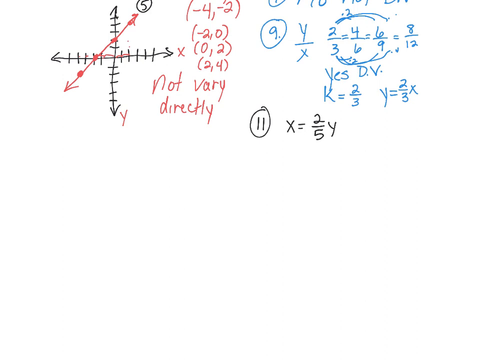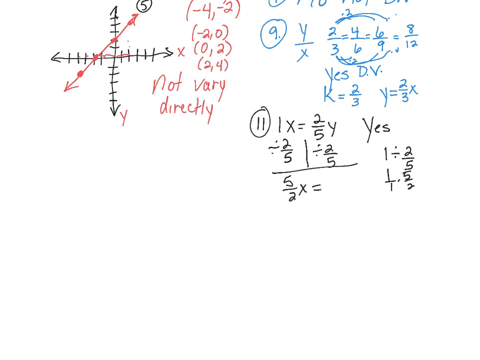Number 11 is x equals 2/5 y. This would be yes. And now we've got to get y by itself, so you put the wall up. Remember, we're going to divide both sides by 2/5. This is a 1 in front. It's 1 divided by 2/5. And remember, when you take 1 divided by 2/5, you have to multiply by the reciprocal. So it's 1 over 1 times 5 over 2. So it's 5 over 2 x equals y. So the constant would be 5 over 2.